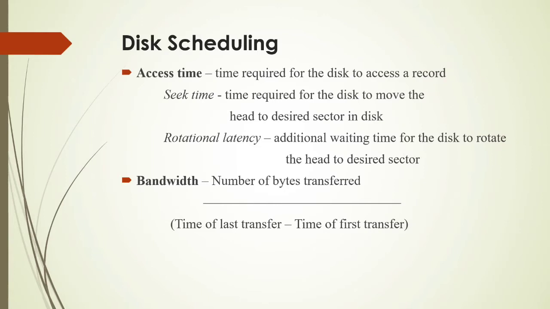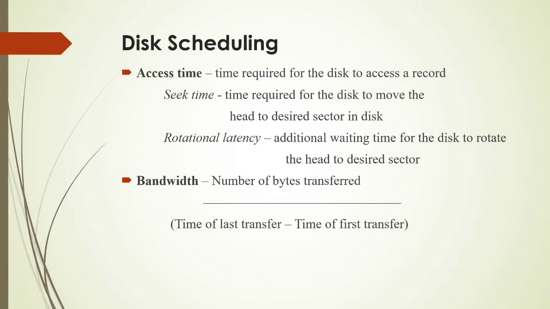And once the input-output request of a particular user is processed, we will have the other requests. The system will have multiple input-output requests from the users. In that case, the next request will have a minimum wait time. That additional wait time for the disk to rotate the head to the desired sector according to the request is called rotational latency.